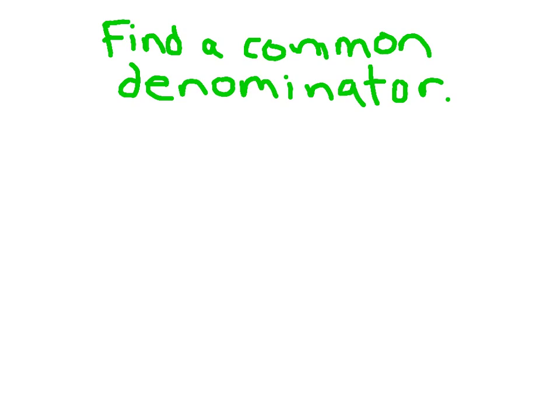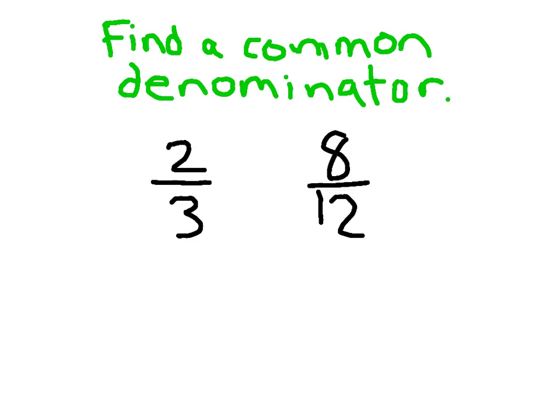So we might be trying to compare 2/3 and 8/12. I'll write those two fractions out for you. As you see there, the denominators right now are not the same. And so we need to find a common denominator. 3 times 4 is 12, so a common denominator for these two fractions is 12.